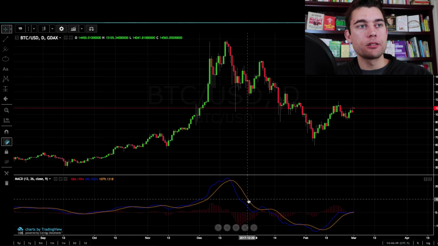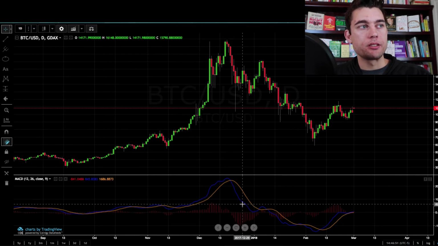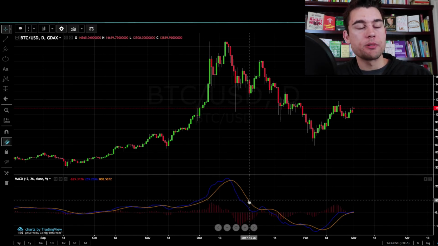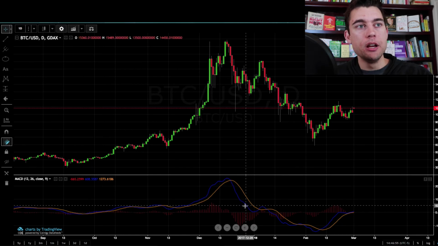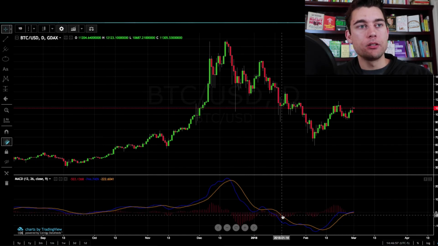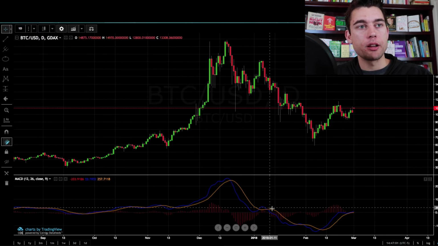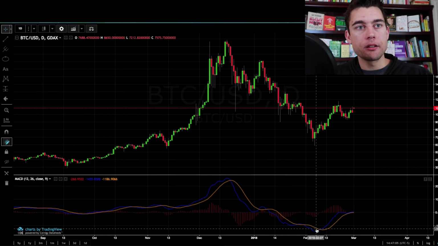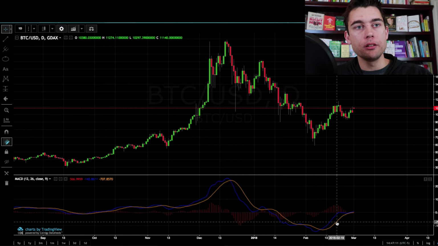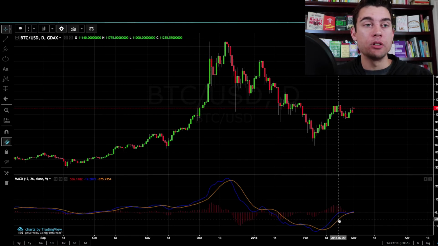down. The longer the signal line stays on top of the MACD, or the longer the 26 exponential moving average stays on top of the 12-day, that is a signal of a bearish market. And you could see it has been a pretty bearish market lately. However, right here, the signal line crosses from on top and goes underneath. And it's been underneath for quite a little while now, so it might be a bullish market.